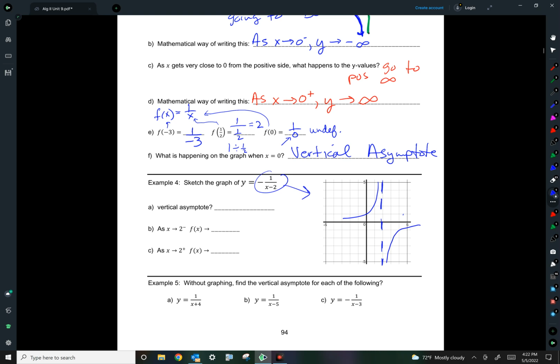So looking at that graph, what is the vertical asymptote? Isn't it when x equals 2? Does that make sense based on what we said? Does that make the denominator equal 0? That works. Okay. So how do I read this?